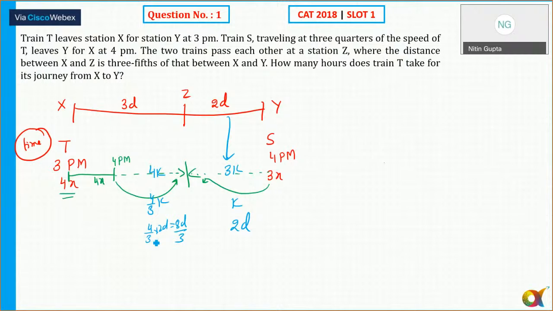So if I'm getting 8d/3 and this is 2d, what is this 4x distance? It must be equal to the total X to Z. From the point X to Z, the total distance is equal to 3d.